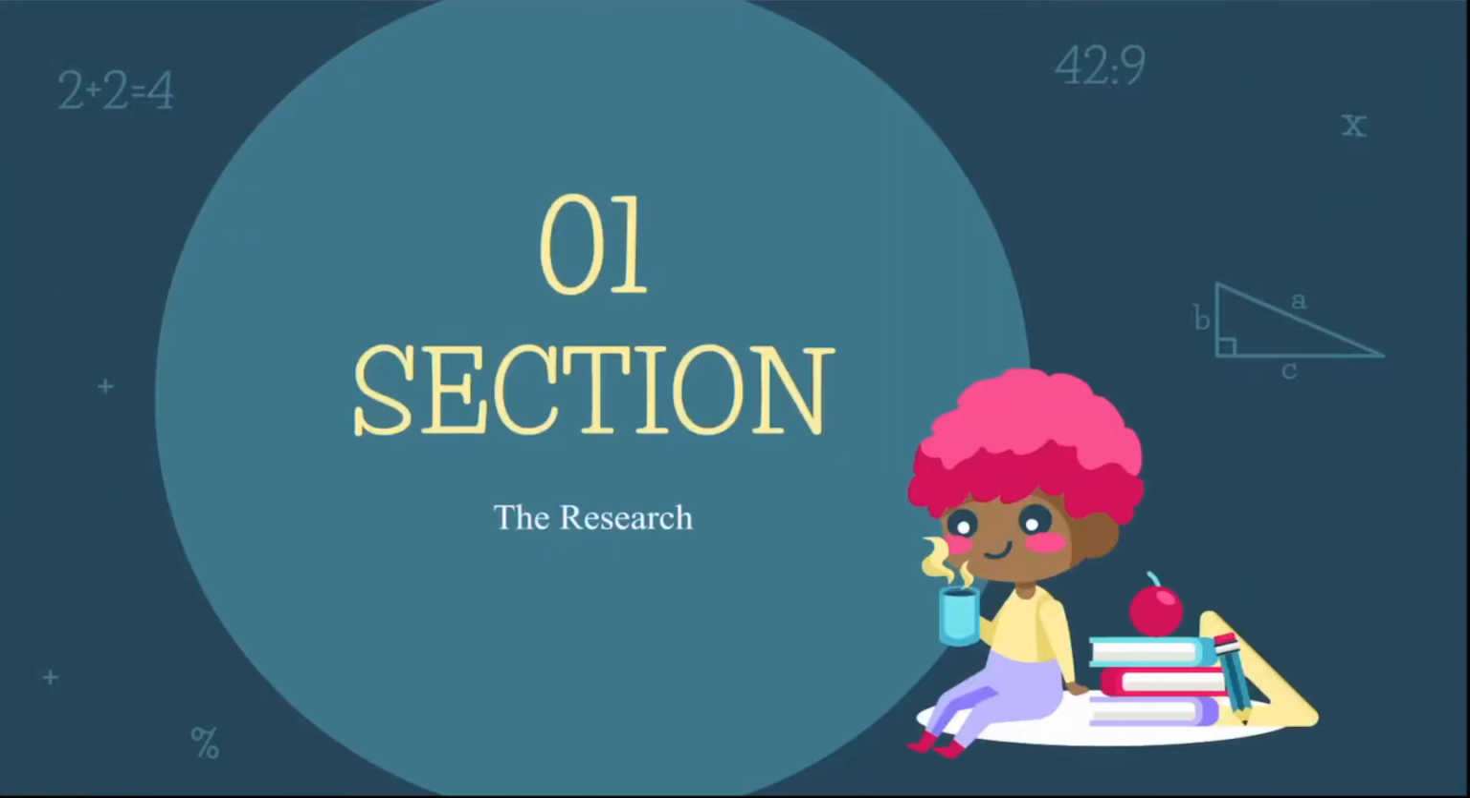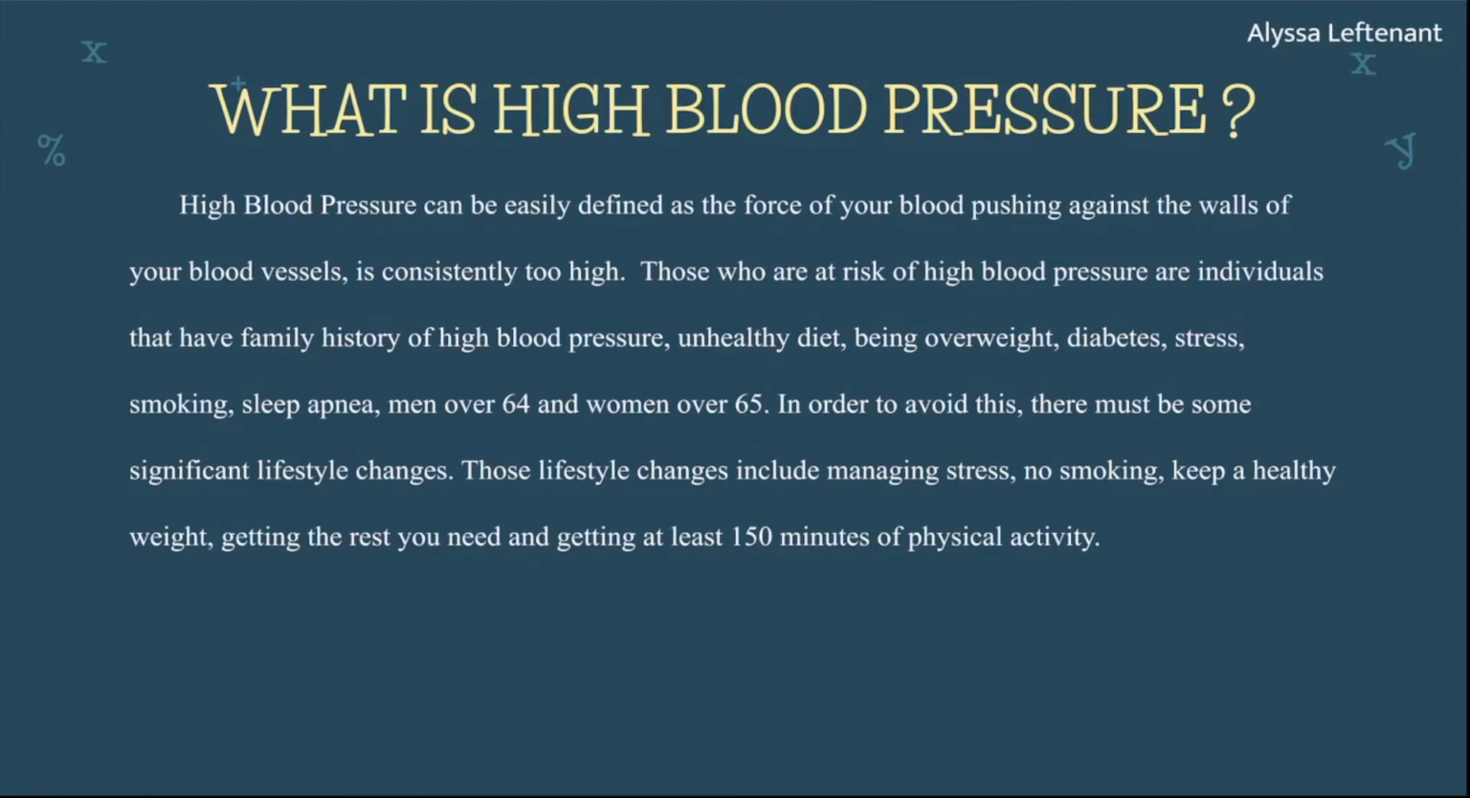Section 1, the research. What is high blood pressure? High blood pressure can be easily defined as the force of your blood pushing against the walls of your blood vessels consistently too high. Those who are at risk of high blood pressure are individuals that have family history of high blood pressure, those who have an unhealthy diet, those who are overweight, those who have diabetes, those who suffer from stress, those who smoke, and those who suffer from sleep apnea, men over 64, and women over 65.